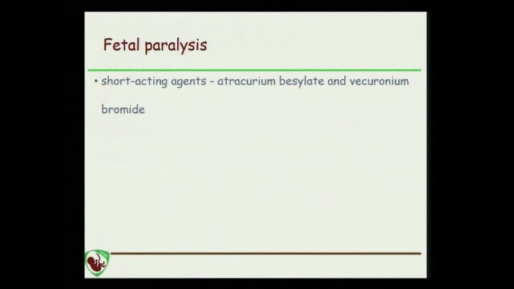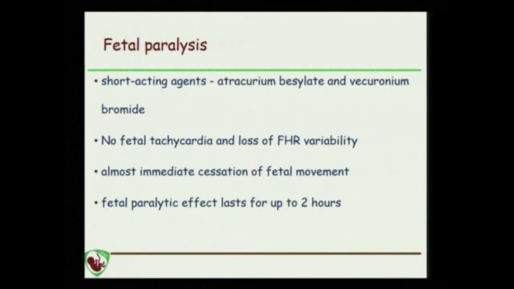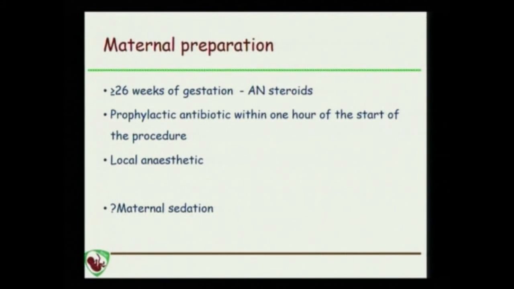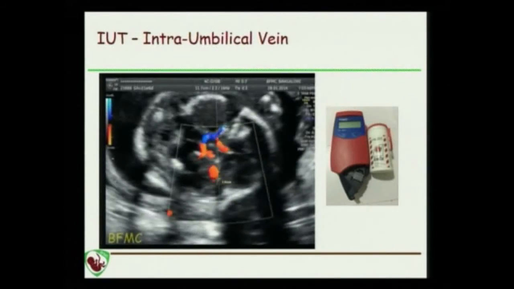You can use fetal paralysis, either with atracurium or vecuronium, which can be given intramuscularly or intravenously, because movement can hinder the procedure or cause complications when you're placing a needle there. You have to prepare the mother. If it's more than 26 weeks, which might be the viable period, you give antenatal steroids, antibiotics, and local anesthetic. And if she's very anxious, you could consider midazolam. In our practice, we hardly need it. Just have a good talk with her, and that will work.